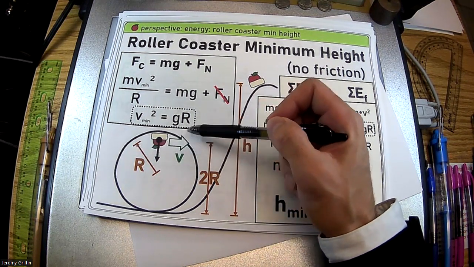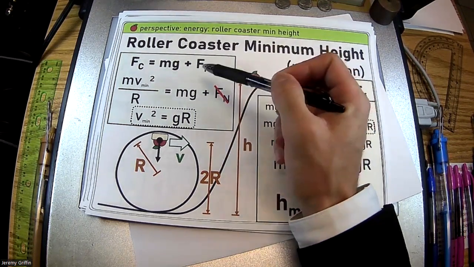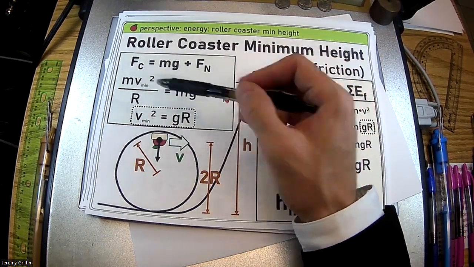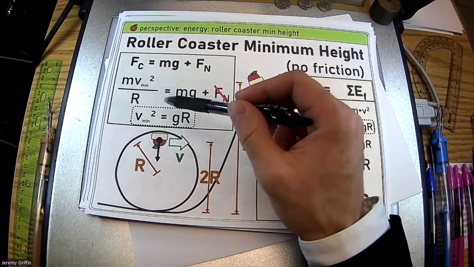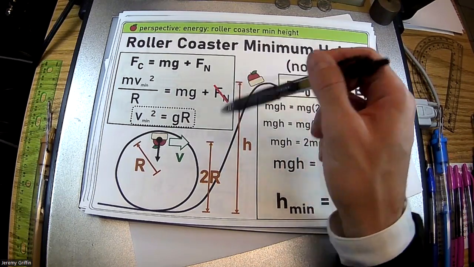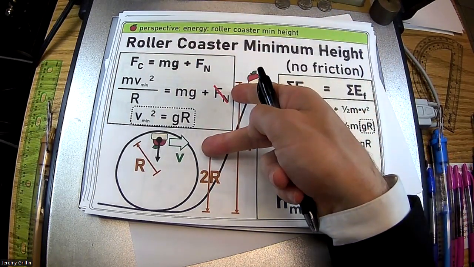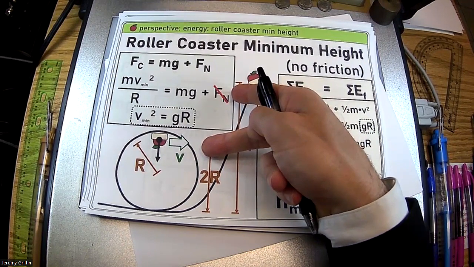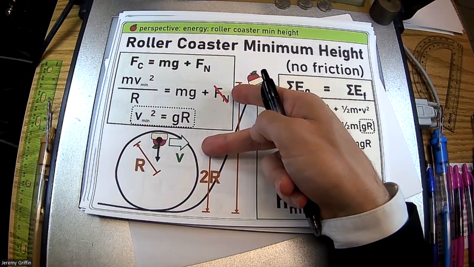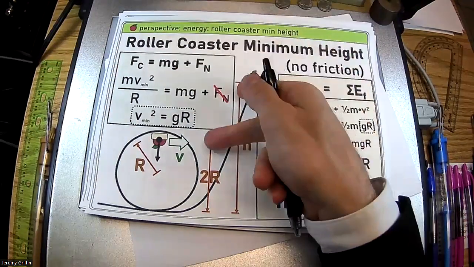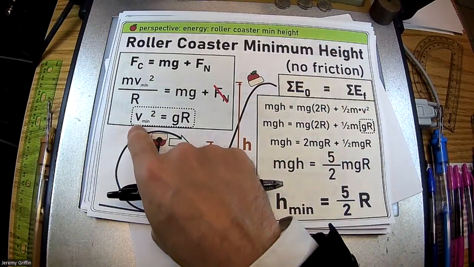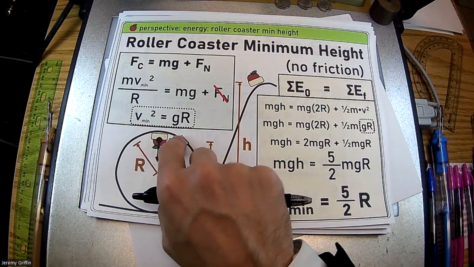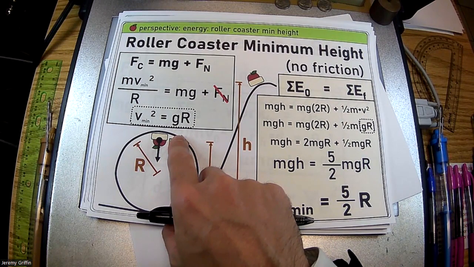So what is the minimum speed? It needs to be square root GR. That comes from the centripetal force being provided only by its weight, right? And then the normal force from the track approaches zero in the minimum case. So if you look at the tipping point case, it just barely gets around. I'll let the normal force from the track go to zero, and you get the minimum speed is square root GR. It's okay if it goes faster than that, but it can't go any slower, right?